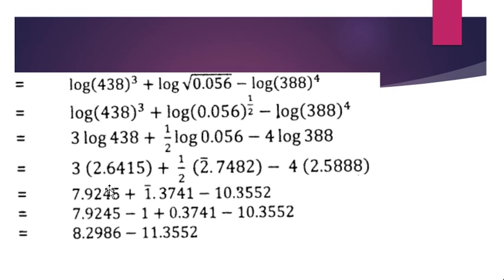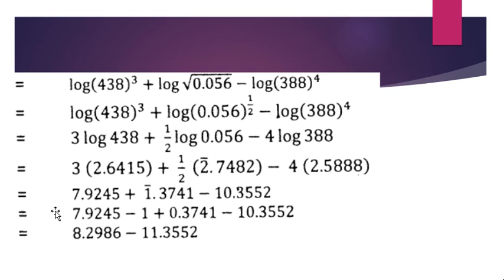Okay, this 3 is multiplying with the number and I am getting 7.9245. And then, look over there, 2 is dividing. When I divide the number by 2, I will get minus 1.3741, and when I am multiplying by 4, I am getting minus 10.3552.